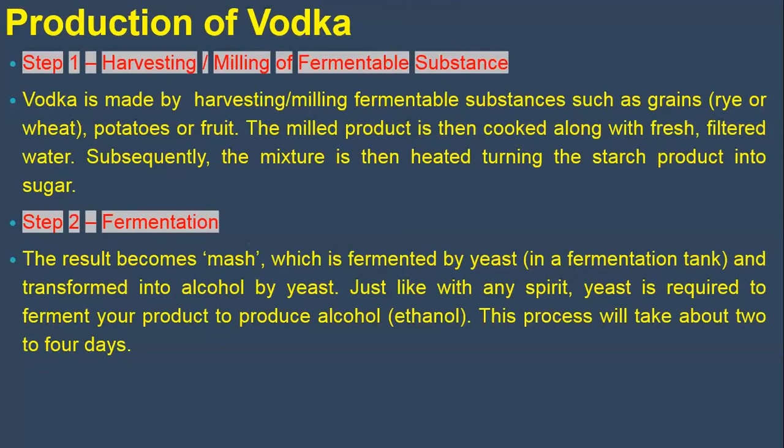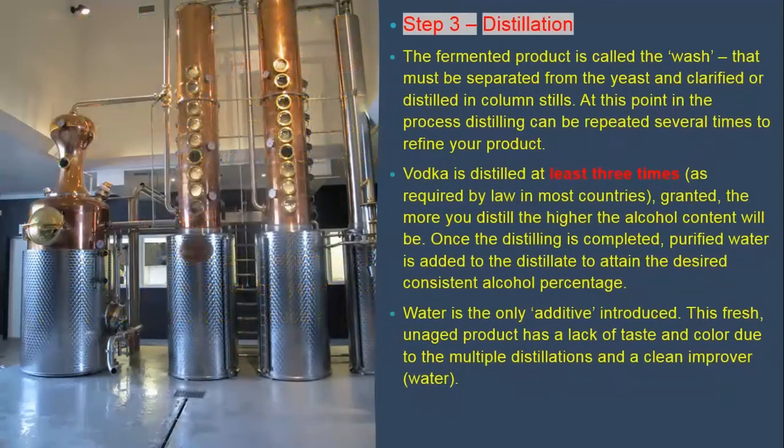After this, the next very important step is distillation. The fermented product called wash must be separated from the yeast and distilled in column stills. Patent stills or column stills are generally utilized in production of vodka. Vodka is distilled at least 3 times as required by law in most countries. One has to remember, the more distillations vodka goes through, the purer it becomes. And because the number of distillations is higher, the alcohol content also increases.